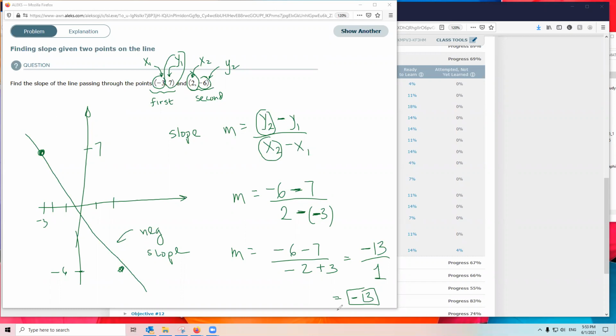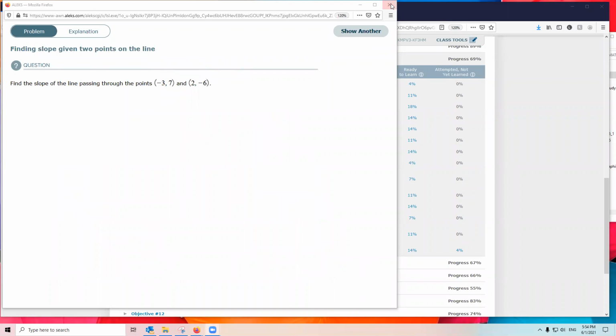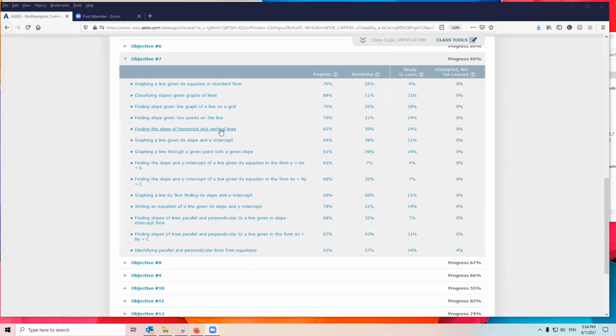It is a negative slope, which is what I was expecting, because when I did my graph, I noticed the line was going downhill. It should be a negative slope, and it was a negative slope. If my answer came out to be a positive number, I would know that I made a mistake somewhere, and I would want to go back and double check. All right, let's do some more slope problems.